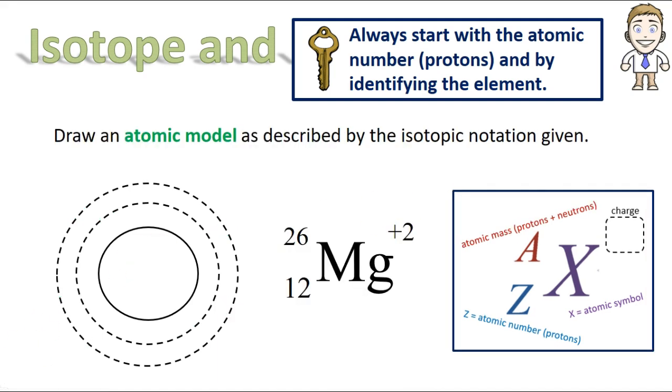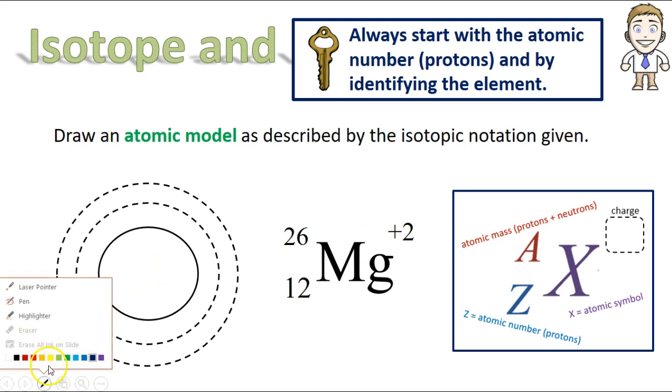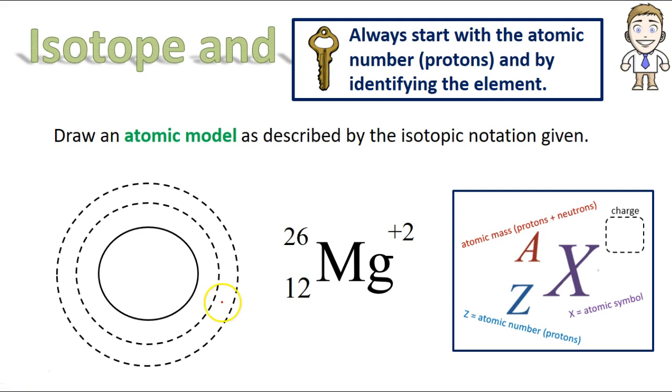Here's a second example where you pretty much have to do the same thing but in the opposite direction. We're given the isotopic notation and have to draw what the atom would look like. You pretty much follow the same format like the key idea says. Start with the protons. The atomic number is 12, which means my nucleus is going to have 12 protons. I just like to put P equals 12. You don't have to draw out 12 little dots.